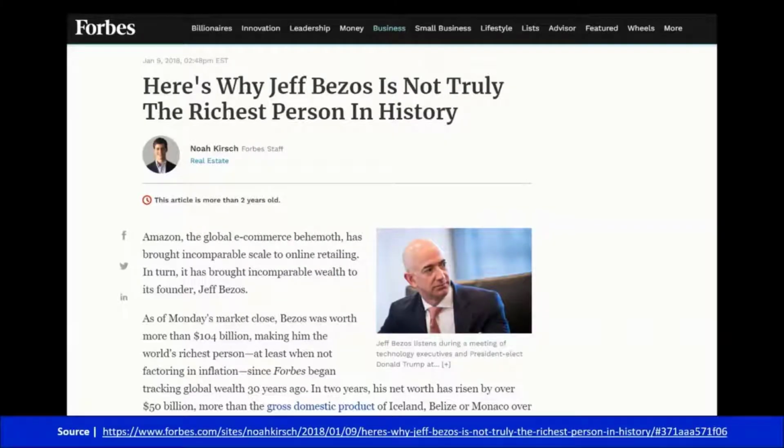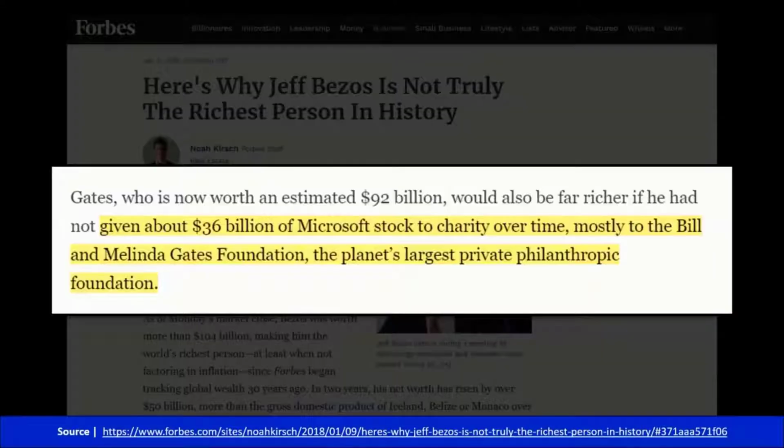Here's why Jeff Bezos is not truly the richest person in history. This is Forbes magazine, and this is from 2 years ago. It states, Gates, who is now worth an estimated $92 billion, would also be far richer if he had not given about $36 billion of Microsoft stock to charity over time, mostly to the Bill and Melinda Gates Foundation, the planet's largest private philanthropic foundation. Okay, so the largest charity in the world is Bill Gates' charity.